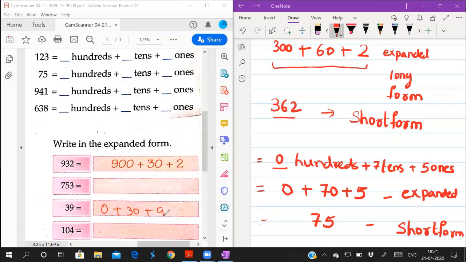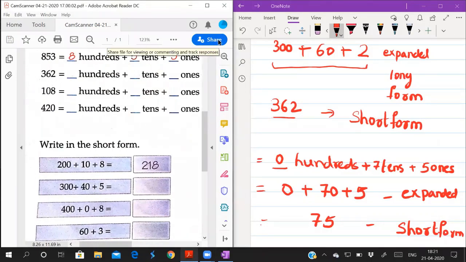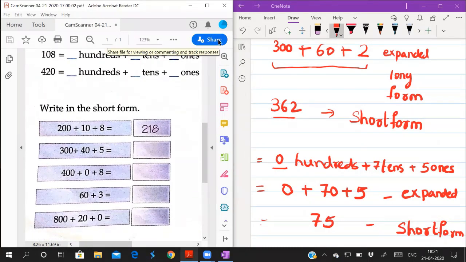And short form is also there. On this side, the short form question is there. Here, 300 plus 40 plus 5, you can solve. 345. 400 plus 0 plus 8, that you solve yourself. 60 plus 3, what will come? 63. And 800 plus 20 plus 0, 820. So, you solve yourself. Thank you.